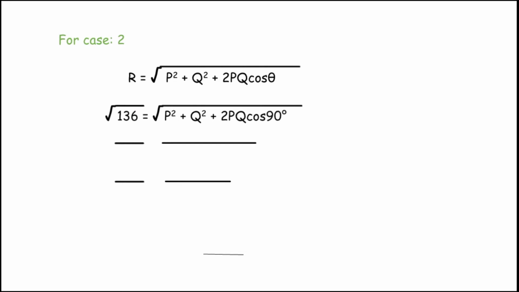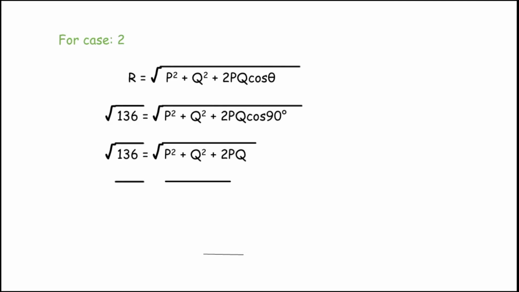I take the same resultant formula and I substitute the case 2 values. So resultant root 136 and root of P square plus Q square plus 2PQ cos 90. So the value of cos 90 is 1. So 2 into 1 is 2. We get root 136 equal to root P square plus Q square plus 2PQ. Now we are going to see this P square plus Q square plus 2PQ is similar to the A plus B whole square formula.